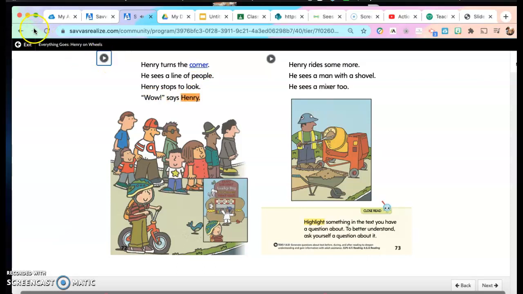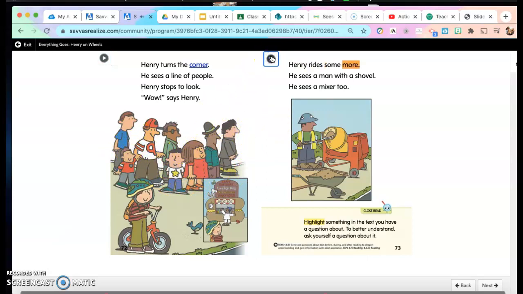All right, so he turns around the corner. Remember we talked about that word corner, right? The corner of a street where 2 streets intersect. And it looks like there's something on the corner. Just from looking at this picture, it looks like a hot dog stand is on the corner. There's a line of people wrapped around the corner. And this must all be in Henry's neighborhood.